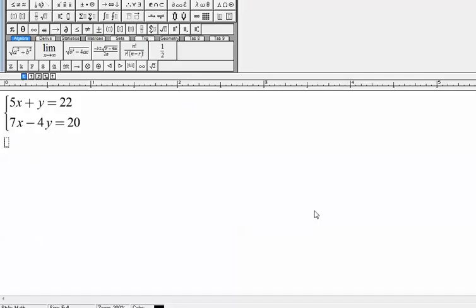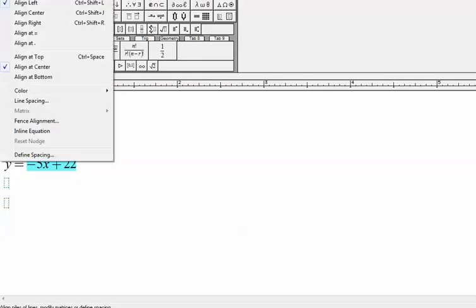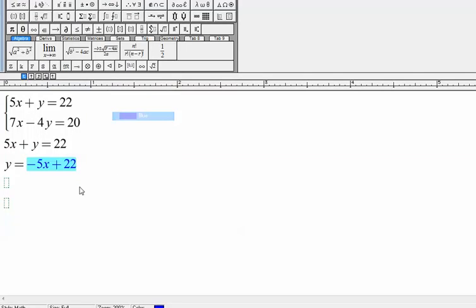So we'll take that first equation, 5x plus y equals 22, and to solve for y, we'll subtract 5x from both sides. So we'll get y equals negative 5x plus 22. Now here's where the substitution method comes in. We're going to substitute the expression negative 5x plus 22. Let's change that color to blue. So y is negative 5x plus 22. We're going to substitute that expression in the other equation for y.